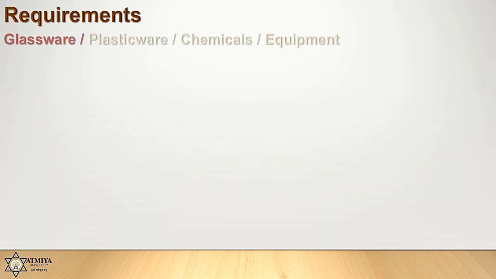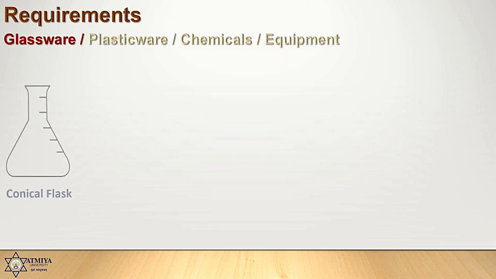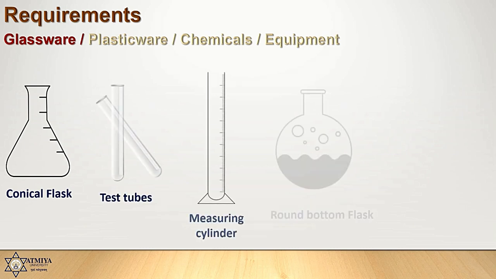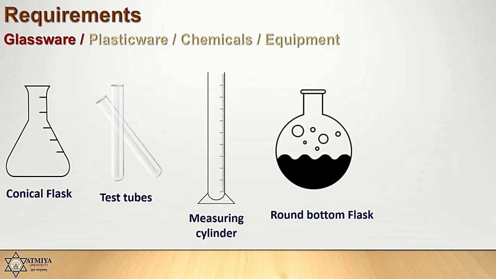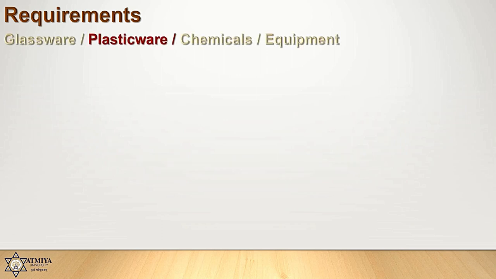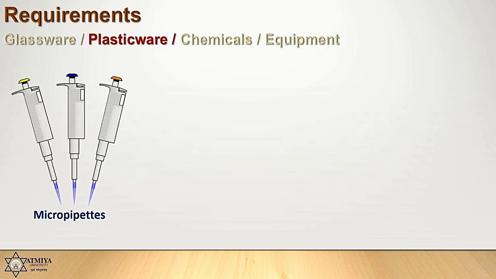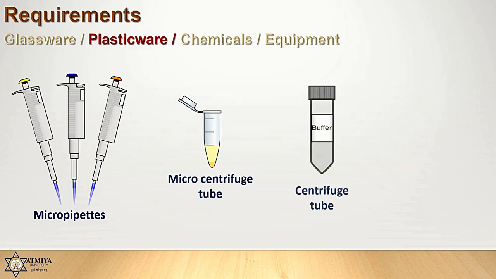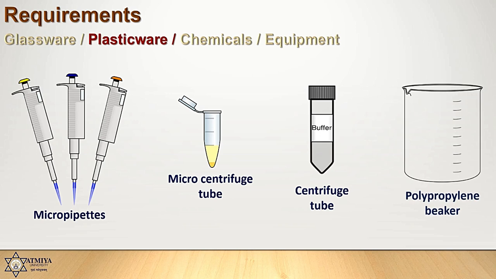Glassware requirements. The following glassware is required for MS medium preparation: conical flask, test tubes, measuring cylinder, round bottom flask, and culture bottles. Plasticware requirements. The following plasticware is required: micropipettes, microcentrifuge tube, and polypropylene beaker.